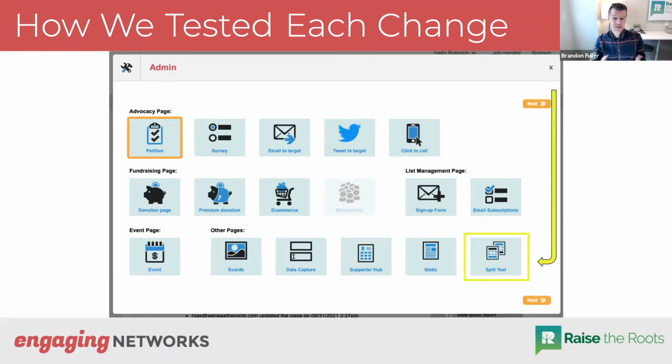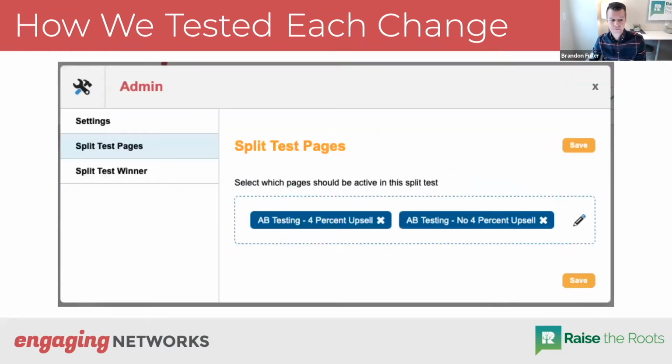If you're wanting to do this, you go into the pages area of Engaging Networks. After you've created your two pages that you're going to be testing against each other, you click New Page, and there's a split test option in that page selection area that pops up. Then when you select that, Engaging Networks will ask you to choose what pages you're testing. So here you can see we have one page that has the 4% upsell, one page that does not have the upsell.